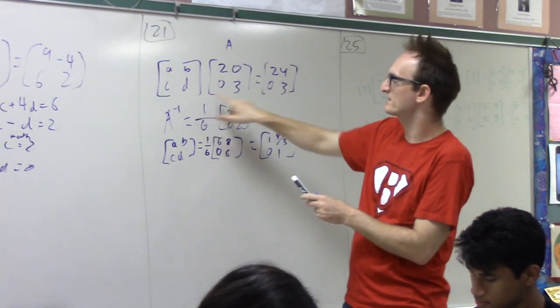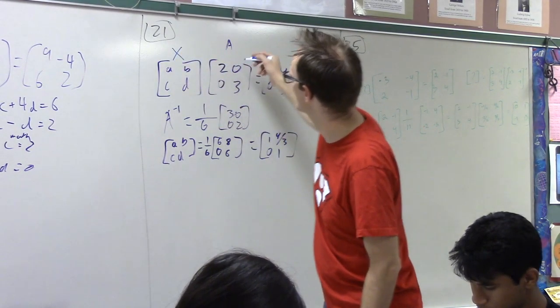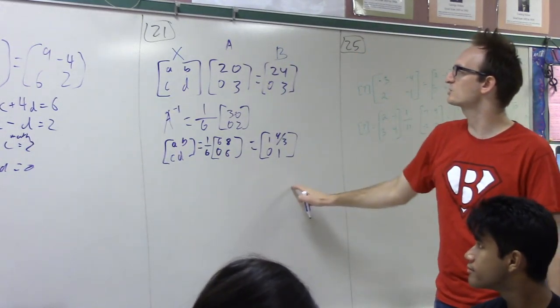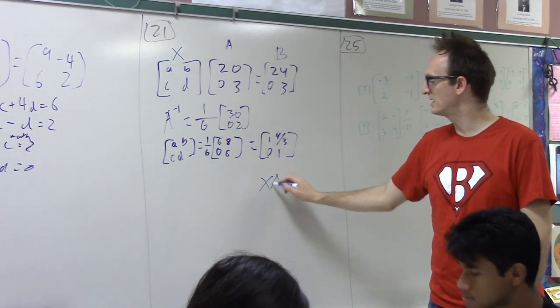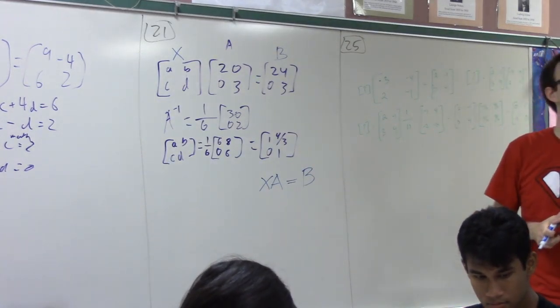So he set it up as a matrix equation, right? This is how we did it in class. He called the mystery matrix A, and this matrix B. And essentially what this involves is solving the matrix equation XA equals B. We did this in class, right?